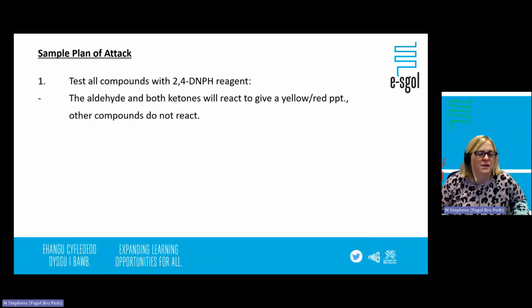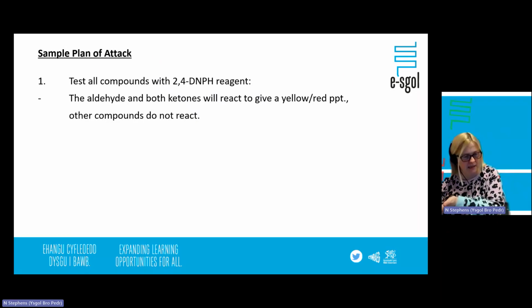We know that will enable us to isolate the aldehyde and both ketones because they will give a yellow or red precipitate and the other compounds cannot. So let's focus then on those 3 that gave a positive test and put the others that gave a negative test to one side for now.